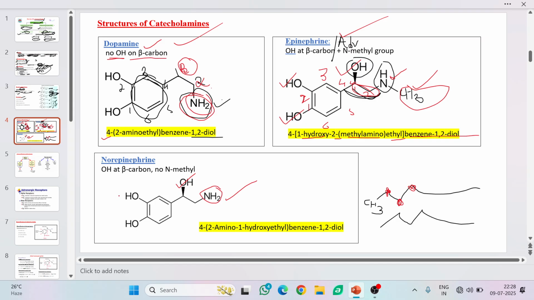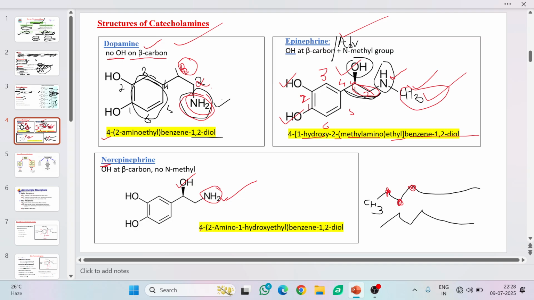So understand, you can simply remember it through a trick. You can remember it with this trick. In norepinephrine, nor means no, you can see no methyl group. Here in adrenaline, yes, the methyl group is present, but you can remember nor means no methyl group. So the name is also simple and similar.